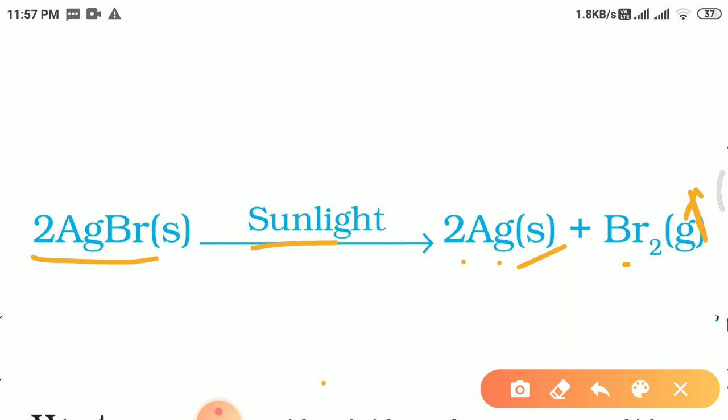So these were the examples of decomposition reactions, and decomposition reactions are also endothermic reactions in which heat is required, and the required energy is obtained from heat or light or electricity.